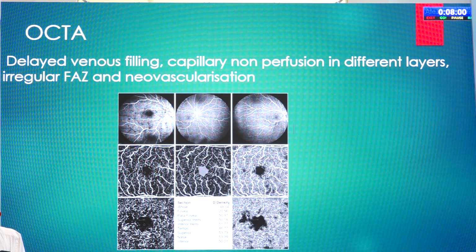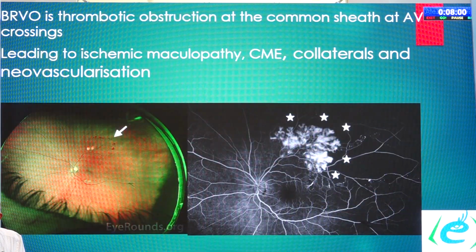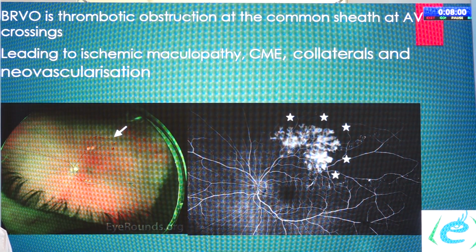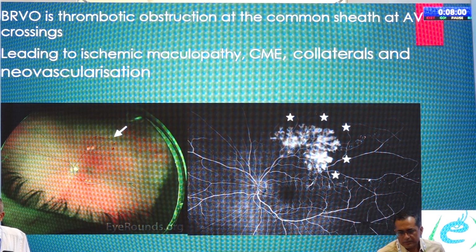The OCTA shows us the vascular abnormalities in any of the layers of the retina, and these could be venous filling defects, delays, capillary non-perfusion in different layers, irregular foveal avascular zone, and neovascularizations. The BRVO is thrombotic obstruction at the common sheath of arteriovenous crossings, leading to ischemic maculopathy, CME, collaterals, and neovascularization. These are the wide field photographs of the BRVO.